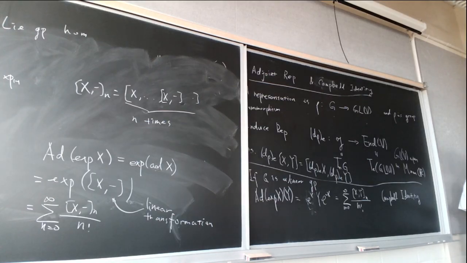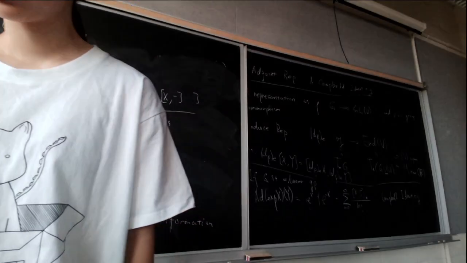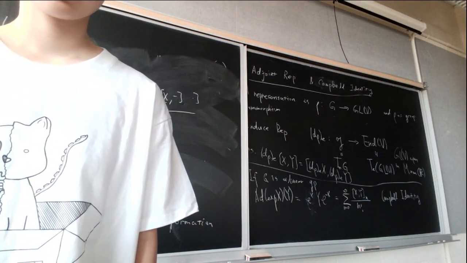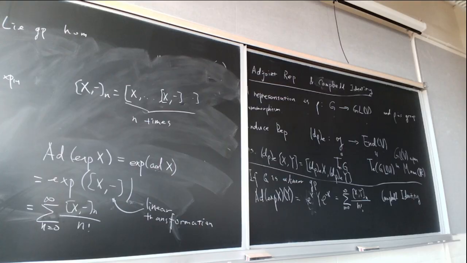I missed the question. A linear group is just a group with, yes, the linear here. It is some subgroup of GL(V). Okay.